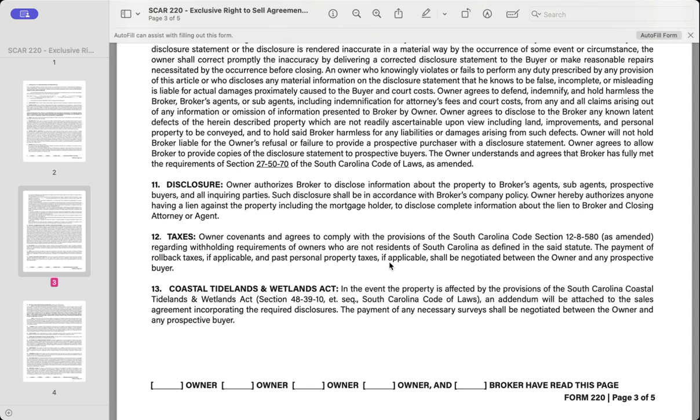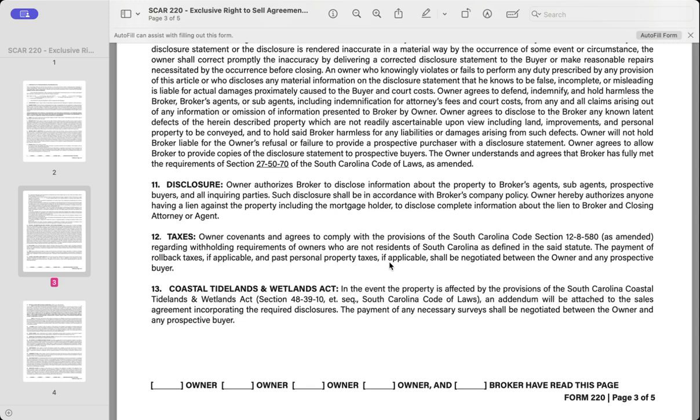Section 11 is disclosure. It gives the broker authorization to disclose information about the property to its agent and to prospective buyers. It also gives authorization for the broker to learn if there's anyone who has a lien against the property, including the mortgage lien, and to disclose complete information for the closing attorney as well.